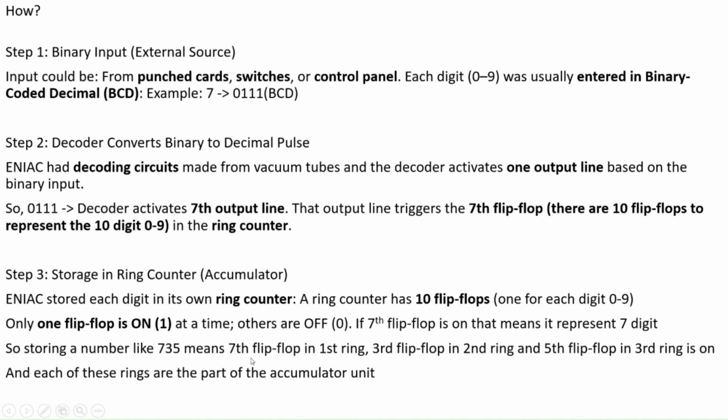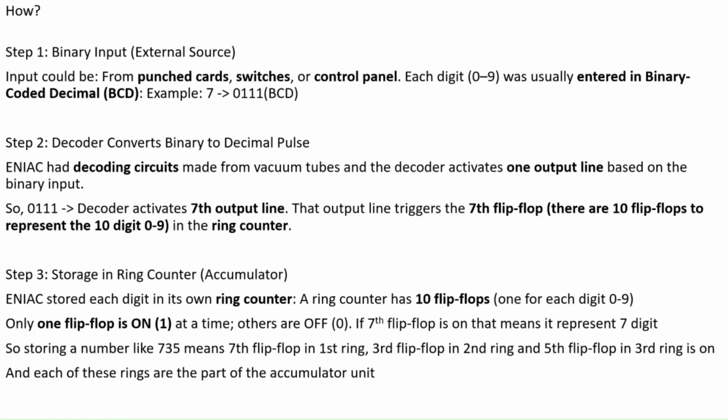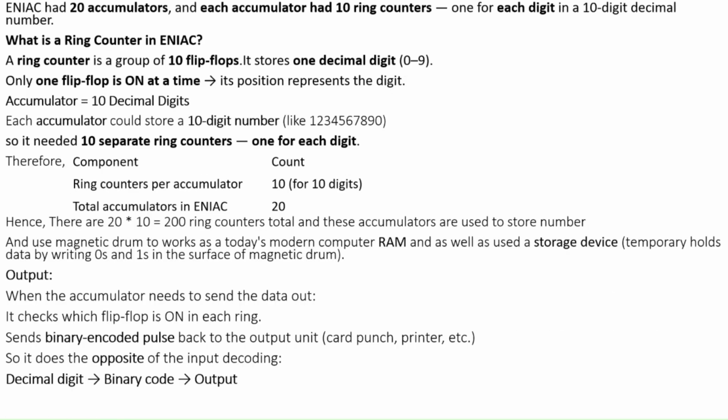So storing a number like 735 means the 7th flip-flop in the first ring counter is on, the third flip-flop in the second ring counter is on, and the fifth flip-flop in the third ring counter is on. Each of these rings is part of the accumulator unit. As you know, an accumulator is a type of register, and inside the accumulator there are flip-flops and ring counters. ENIAC had 20 accumulators. Each accumulator had 10 ring counters, one for each digit of a 10-digit decimal number.